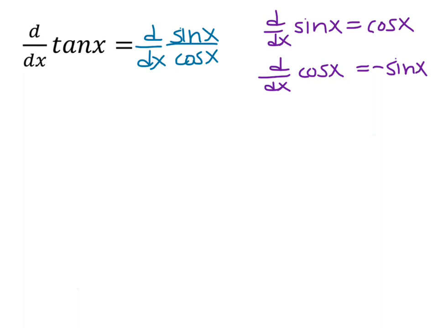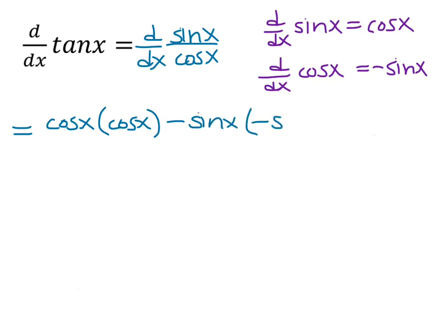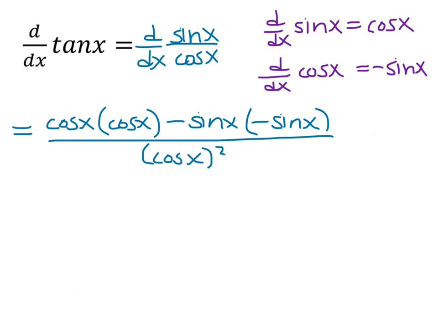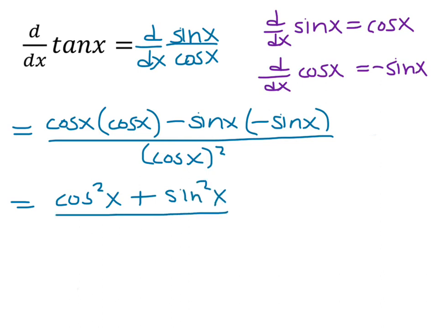So the quotient rule would be set up as you take the denominator, cosine x, multiplied by the derivative of the numerator, derivative of sine x is cosine x, minus the numerator, sine x, multiplied by derivative of the denominator, derivative of cosine x is negative sine x, all over the denominator squared, cosine x squared. Simplifying the numerator gives us cosine squared, and negative times negative is positive, plus a sine squared, all over a cosine squared.